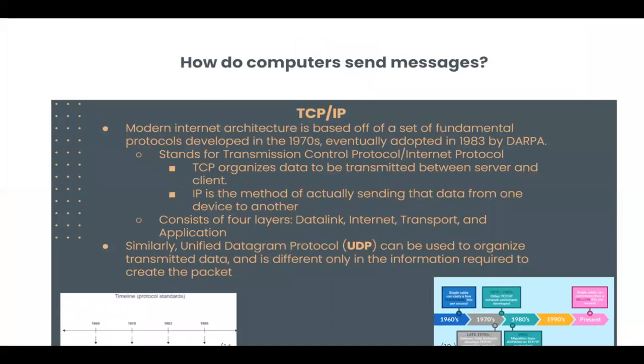Now, how do computers send messages? Well, modern internet architecture is based on a set of fundamental protocols that were developed in the 1970s and eventually adopted in 1983 by the DARPA. These are the Transmission Control Protocol/Internet Protocol. TCP organizes data to be transmitted between server and client, while IP is the method of actually sending that data from one device to another. It consists of 4 layers: data link, internet, transport, and application. Similarly, the User Datagram Protocol, the UDP, can be used to organize transmitted data, and is different only in the information required to create the packet.